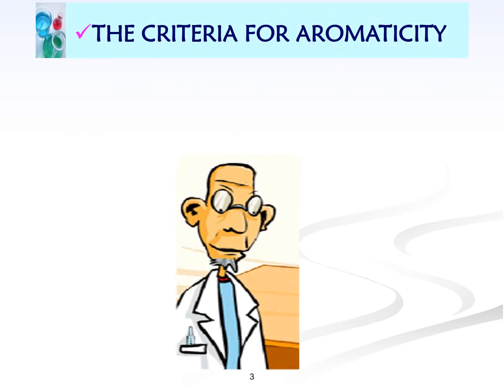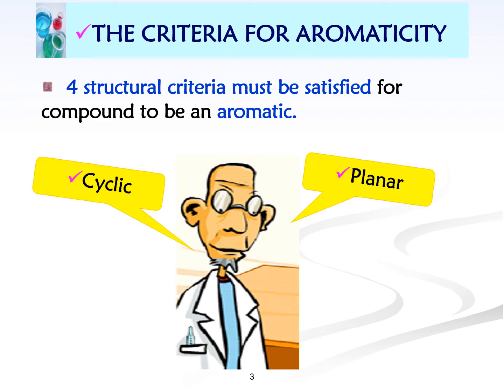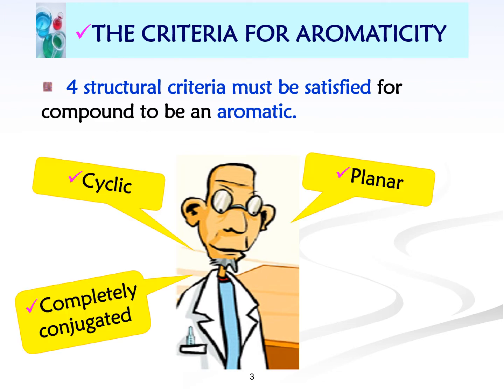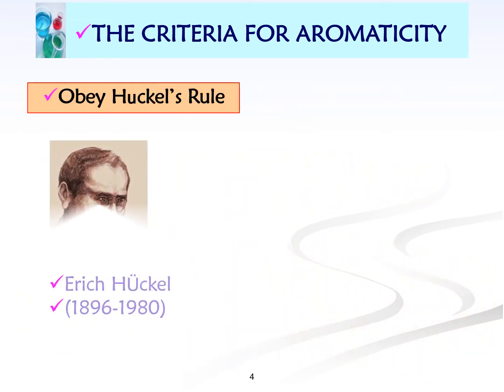The criteria for aromaticity. Four structural criteria must be satisfied for a compound to be aromatic. First, cyclic. Second, planar. Third, completely conjugated, meaning alternating single and double bonds, and contains a particular number of pi electrons, or obeys Huckel's rule.